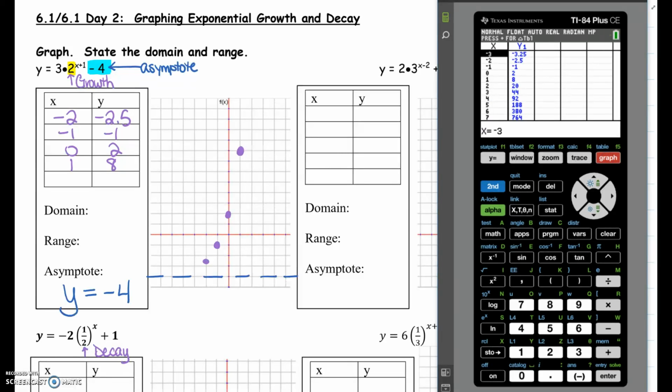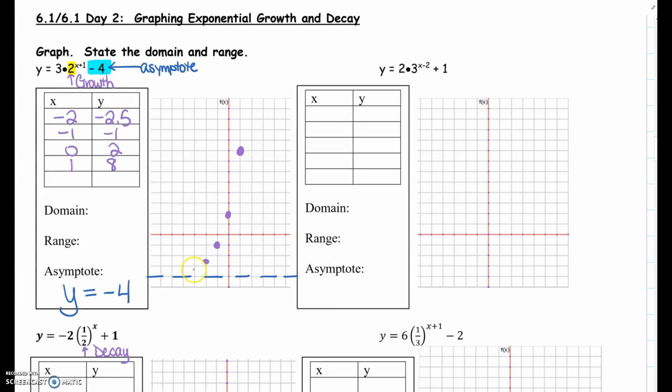The nice thing about using the graphing calculator is that if you want to put more points on there, you have a whole bunch of points that you can look at and add to your graph. So if you're ever uneasy about how to connect the points, you can always add another point. So I could add the point -3, -3.25 if I wanted to.